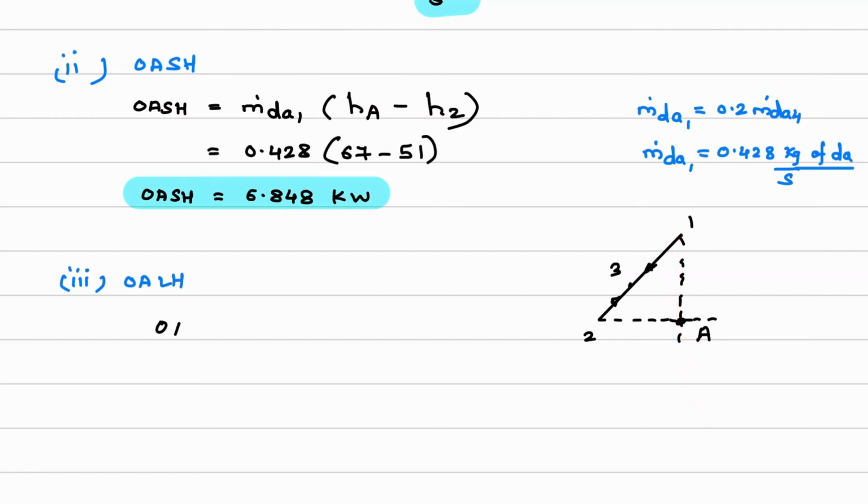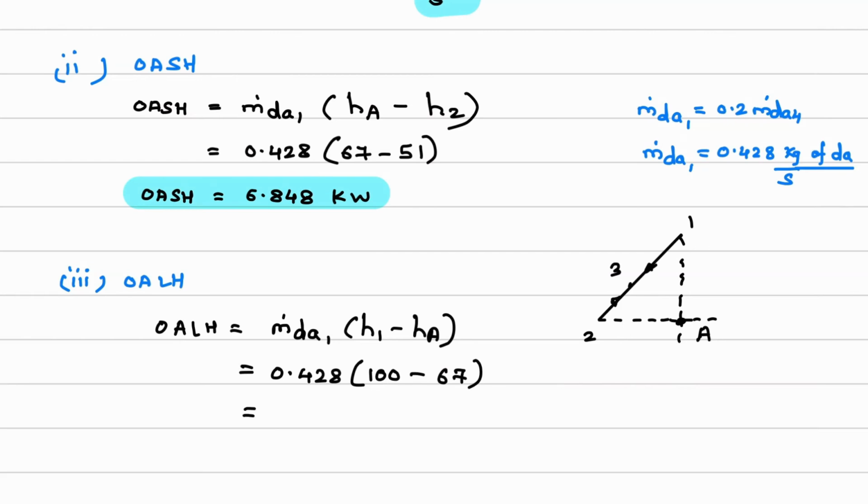So outside air latent heat is equal to m dot dA1 into H1 minus HA. m dot dA1 is 0.428, H1 is 100. This we have to read from the psychrometric chart, minus HA is 67. So we can calculate outside air latent heat.